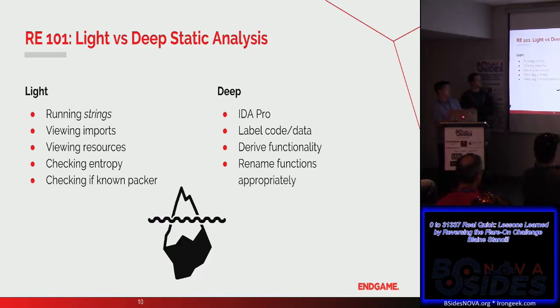Some examples of deep static analysis include, like we mentioned before, opening the binary up in a disassembler such as IDA Pro and viewing the disassembly. And in doing so, also labeling functions once you figure out what a function does, as well as defining structs, or labeling just code and data, just anything that will help you to best derive the functionality of the binary.